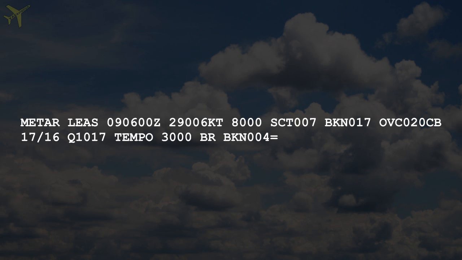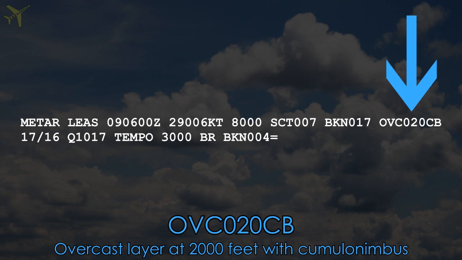The other types of clouds that are present in the METAR are the significant convective clouds. These are cumulonimbus, CB, or towering cumulus, TCU. We can see in the example a layer of overcast at 2,000 feet with a convective cumulonimbus in it.